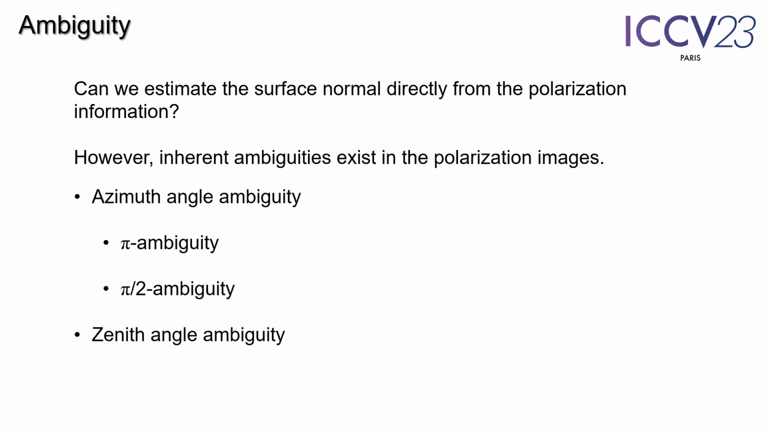However, inherent ambiguities exist in the polarization images. When estimating the surface normals, there will be multiple solutions for both azimuth and zenith angles, which is also known as azimuth angle ambiguity and zenith angle ambiguity. The azimuth angle ambiguity with a pi shift caused by the multiple solutions of the cosine function is called the pi ambiguity. The azimuth angle ambiguity with a half of pi shift caused by the unknown dominant reflection types is called the half of pi ambiguity.